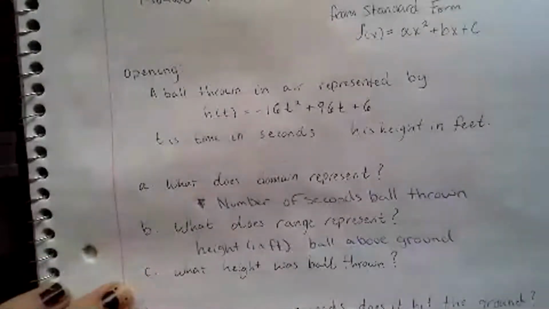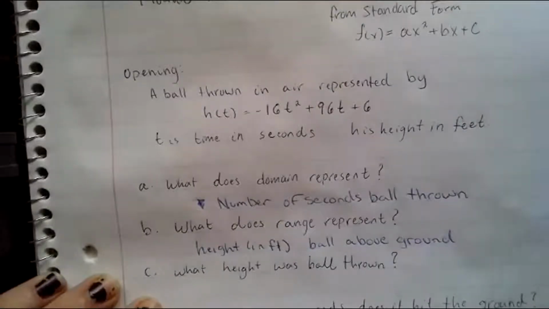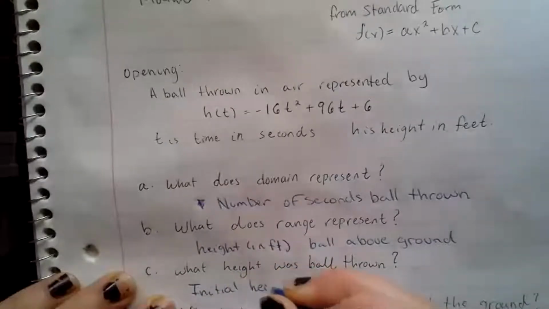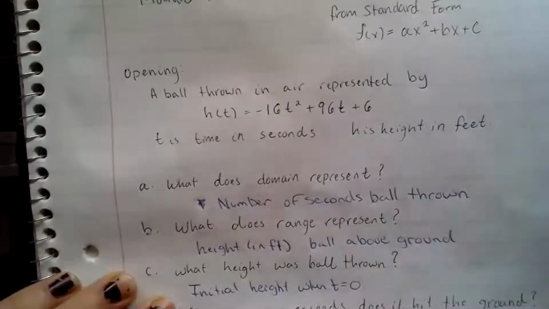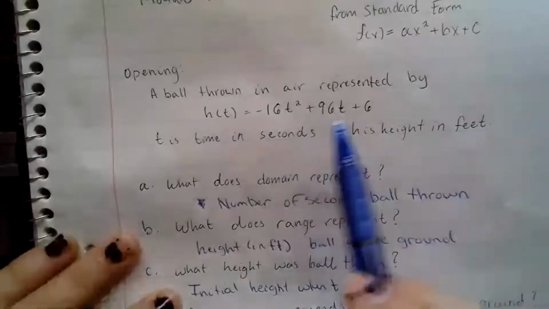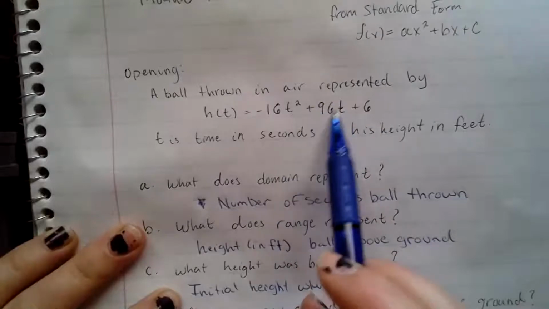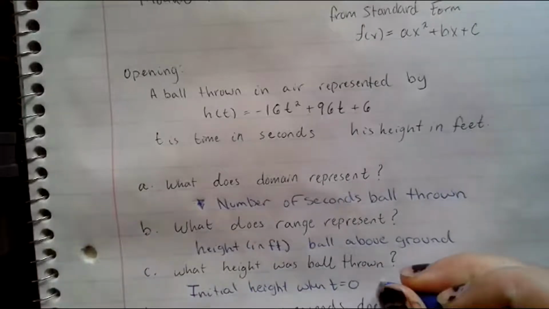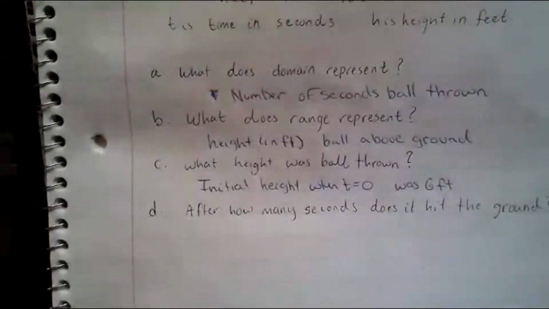Okay. What height was the ball thrown at? So what was the initial height? The initial height is when t equals 0. So let's look at the equation here. If you think about when t is equal to 0, plug 0 in here, so this just becomes 0. Plug 0 in here, that becomes 0. 0 plus 0 plus 6 is 6. So it was 6 feet. That probably means that the person who threw it was about 6 feet tall.